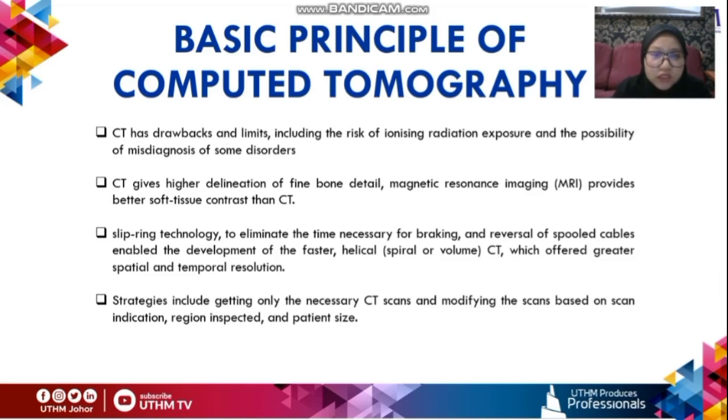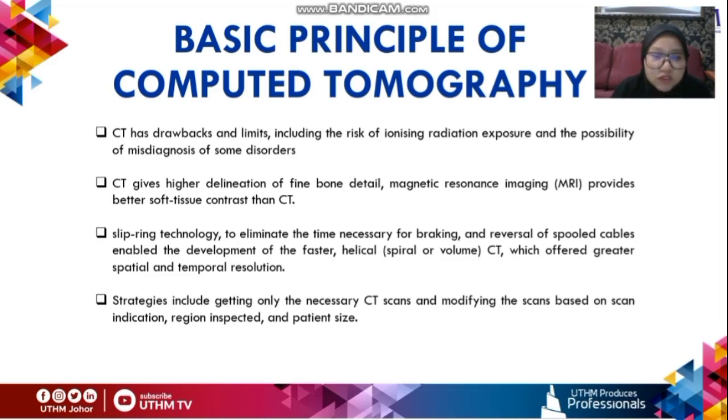CT gives higher delineation of fine bone detail, while magnetic resonance imaging, which is the MRI, provides better soft tissue contrast than CT. For example, in the detection of brain metastasis from small cell lung cancer, MRI with contrast is more sensitive than CT with contrast. The introduction of slip ring technology, which provides continuous electrical supply to the revolving gantry without the use of permanent connection, eliminates the time necessary for breaking and reversal of spool cables, enabling the development of the faster helical, which is the spiral or volume CT, which offers greater spatial and temporal resolution.